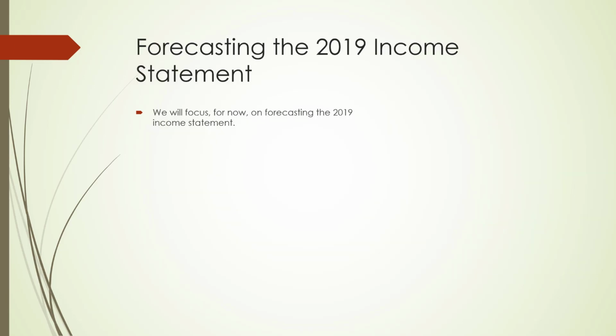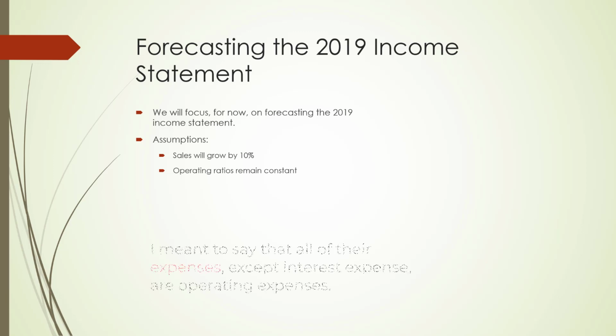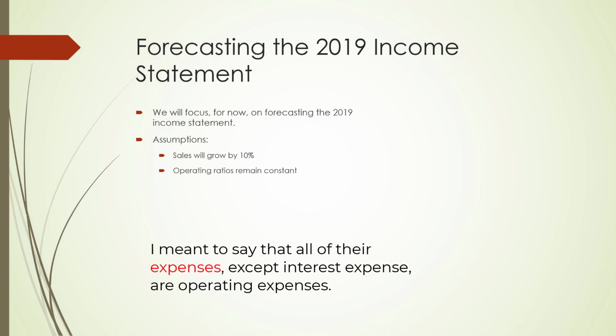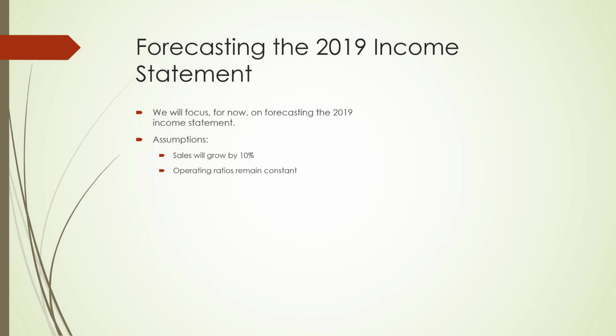All right, so we want to look at forecasting the 2019 income statement for Hatfield Medical Supplies. And we're going to make some assumptions. So we're going to assume that sales will grow by 10%. And in 2018, note that sales were 2,000. So that means that sales in 2019 will be 2,200. We're also going to assume that the operating ratios remain constant. Now, in this particular case, take note of the fact that all of the firm's assets are operating assets, and therefore everything on the income statement will change by the same 10% as sales. So they've made this simpler.